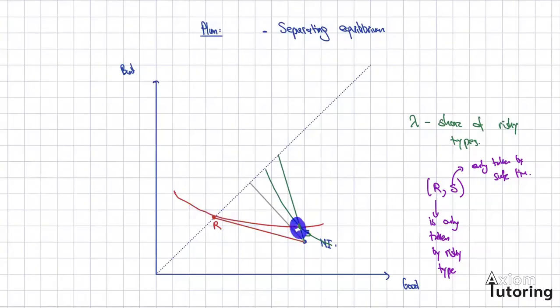Whoever's offering S is also making zero profit. So there's no incentive for any outsider to come in and offer these packages. Now the question, of course, is would anyone want to come in and do cream skimming here? Could any outside or current insurer get better profitability?